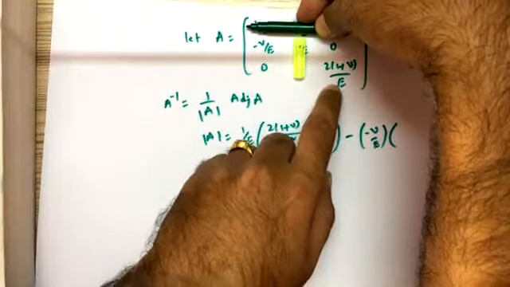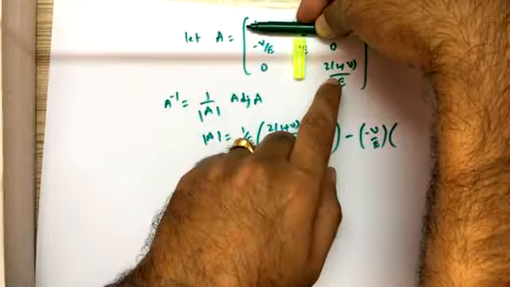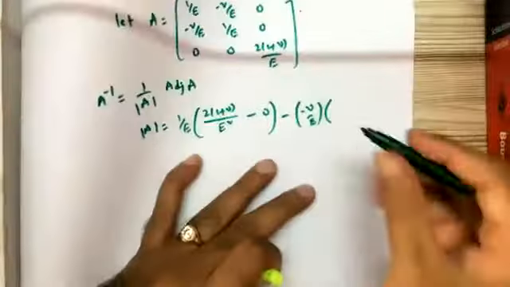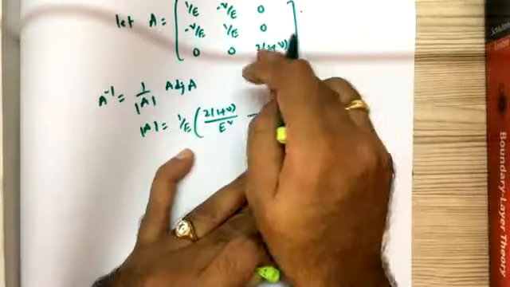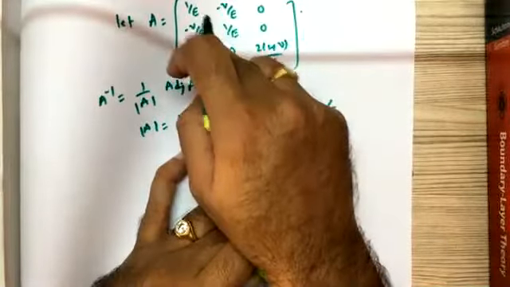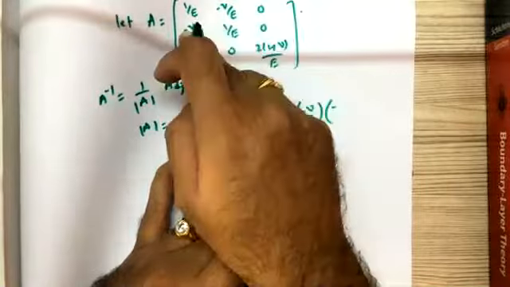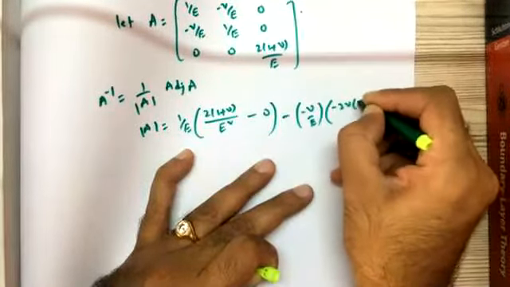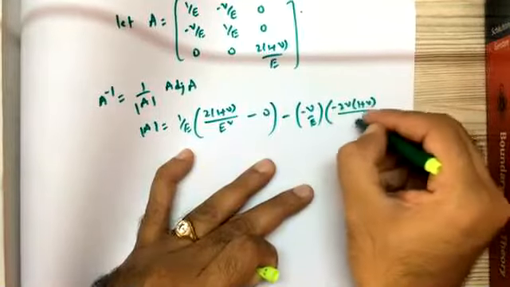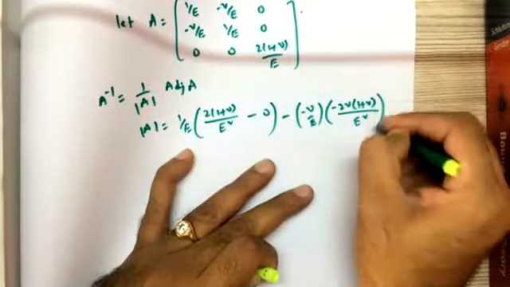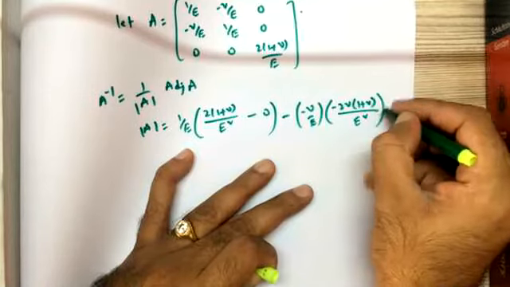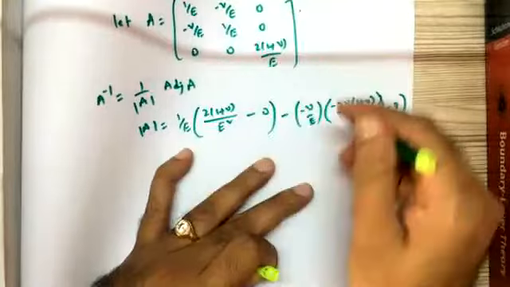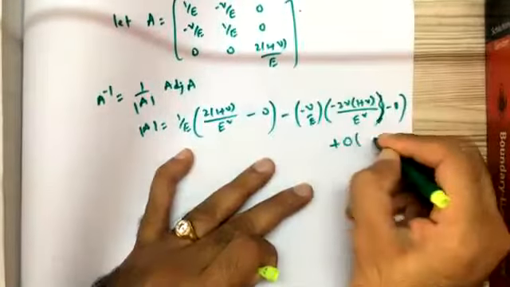So what is the det? Minus nu by E into 2 into 1 plus nu by E, minus 0 into 0, which is 0. So what I'll get? Minus 2 into 1 plus nu by E into nu by E. So what I'll get? Minus 2 nu into 1 plus nu by E squared. Of course, it is minus 0 minus 0 plus the last element, 0 into something is 0, right?